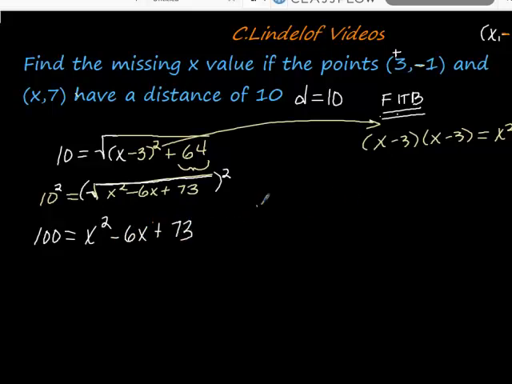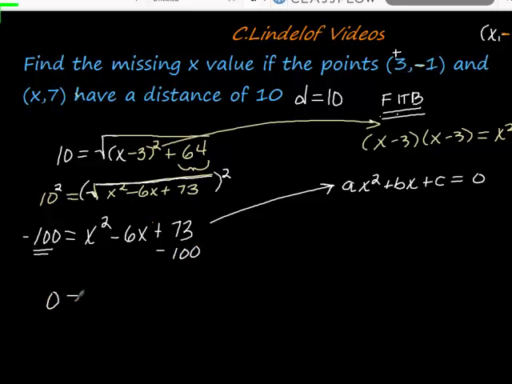You're like, how does that help me? Well, it helps because given quadratic equations, there's a standard form from which we can factor, and it's ax squared plus bx plus c equals 0. We're really close to having this 0 here, except there's 100 in the way. So we're going to take away 100 from both sides, and that will give us 0 equals x squared minus 6x minus 27.